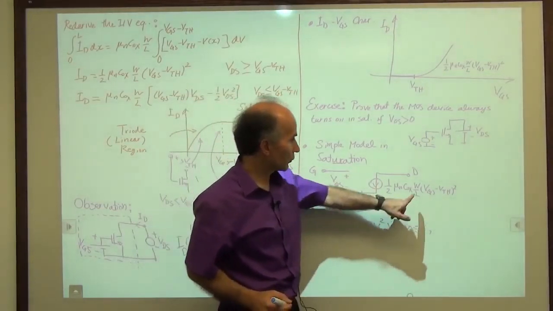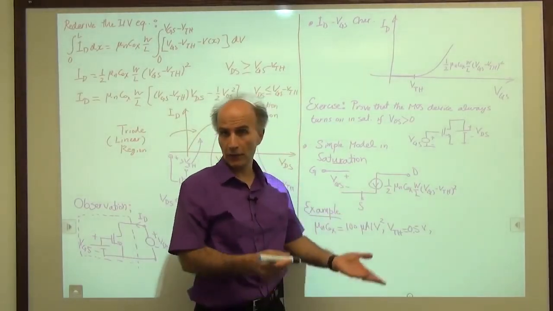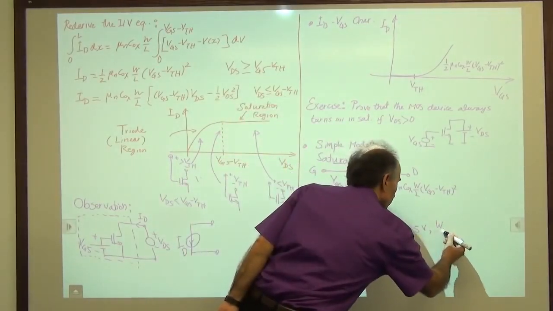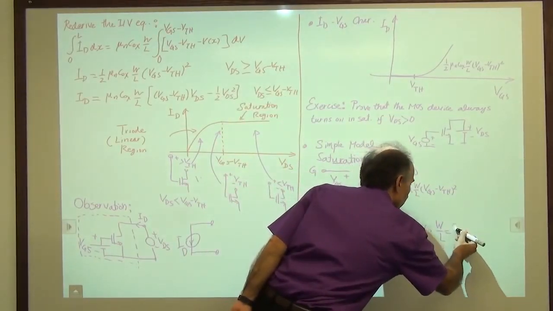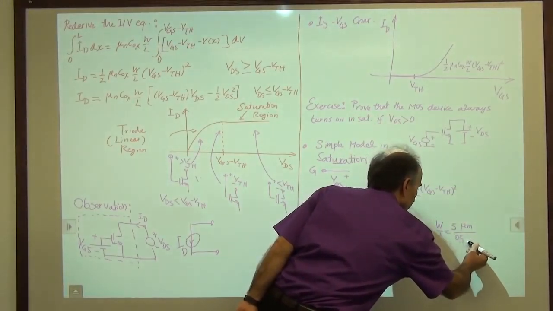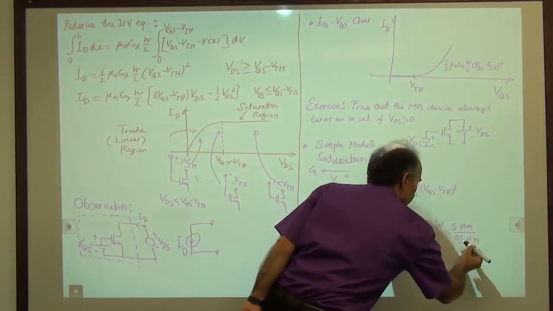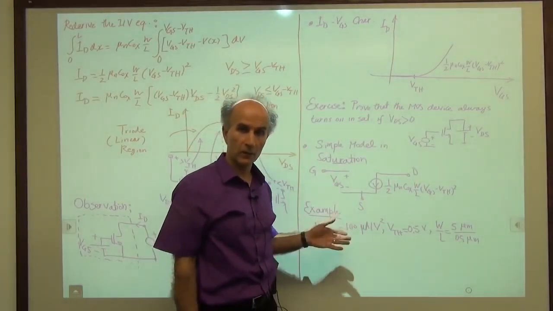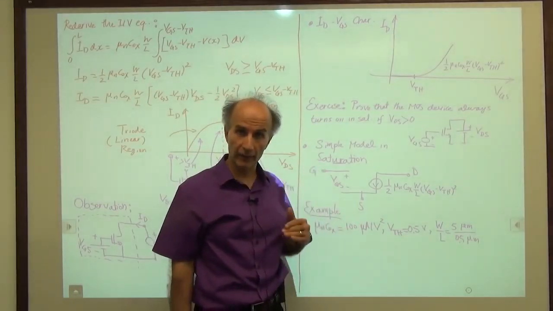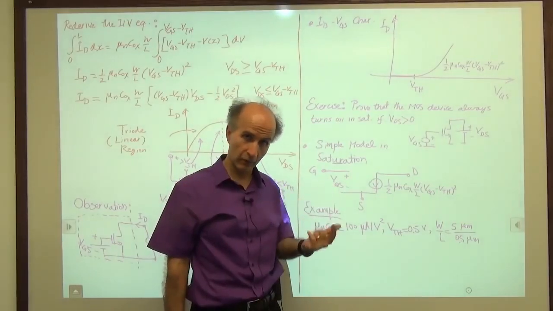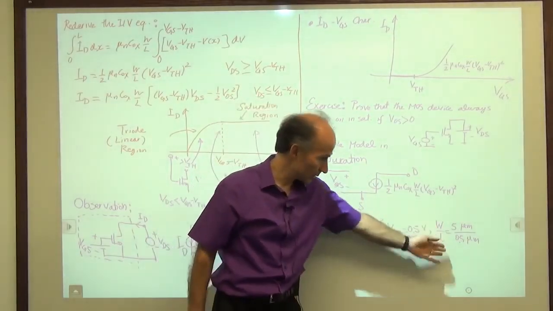And I have control over W and L. So let's just pick some numbers for now. I will pick W over L to be 5 microns over 0.5 microns as an example. You can see that in most of our equations, we usually end up with W over L. We rarely have to deal with W itself or L itself, it is W over L. So we write it as this.